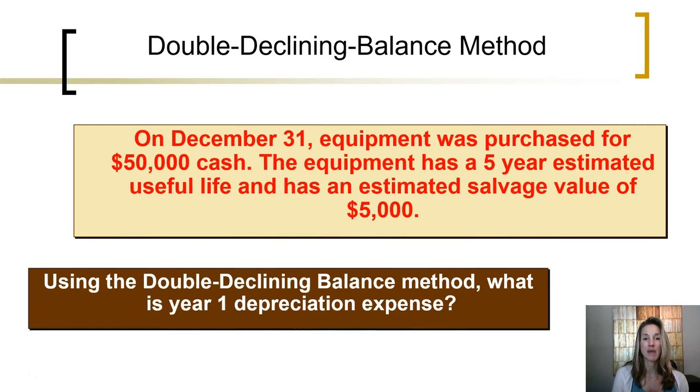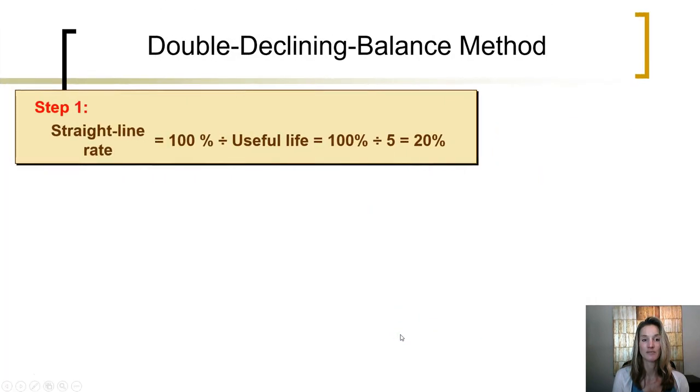Using the double declining balance method, let's assume that on December 31st, equipment was purchased for $50,000 in cash. The equipment has a 5-year estimated useful life and an estimated salvage value of $5,000. Using the double declining balance method, what is the depreciation expense for year one?